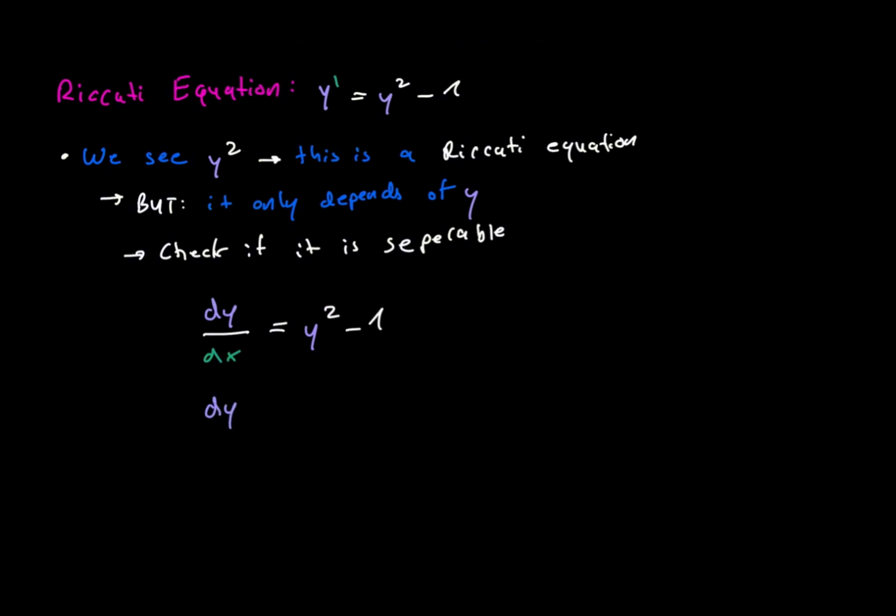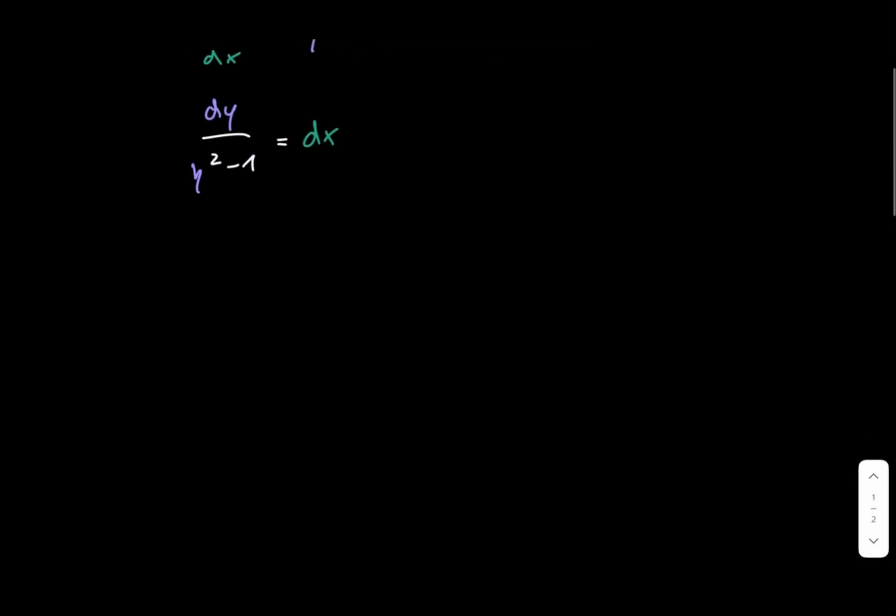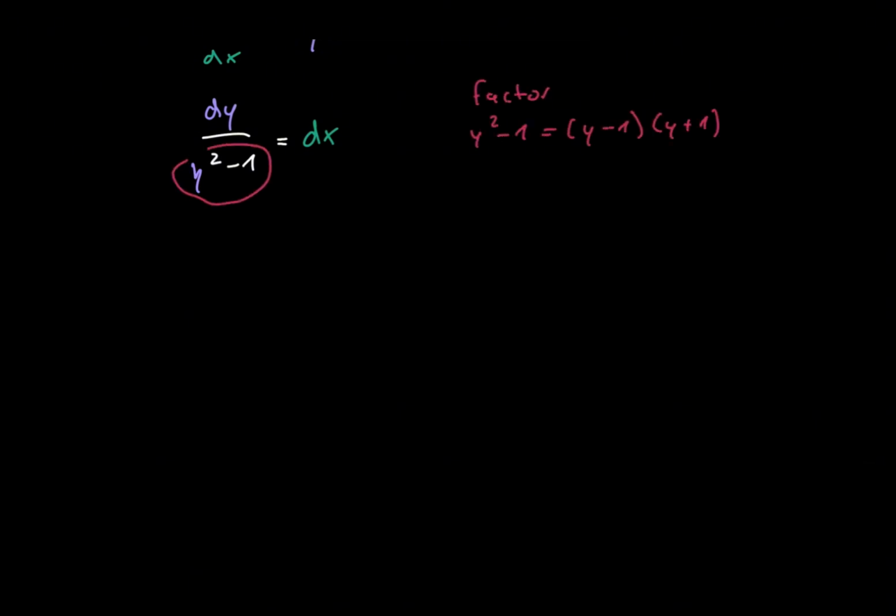Now, separate variables. We get dy over y squared minus 1 equals dx. Now factor the denominator. y squared minus 1 equals y minus 1 times y plus 1. So we need to integrate 1 over y minus 1 times y plus 1.